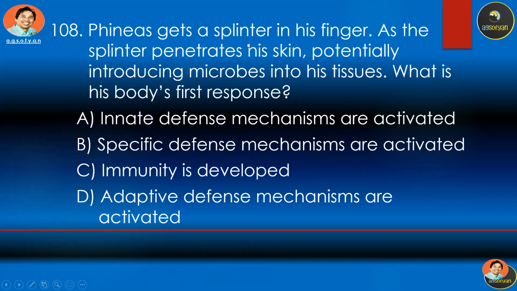Penis gets a splinter in his finger. As the splinter penetrates his skin, potentially introducing microbes into his tissue, what is his body's first response? A, B, C, or D? Okay, of course, it's going to be the non-specific first, the innate defense will be activated.